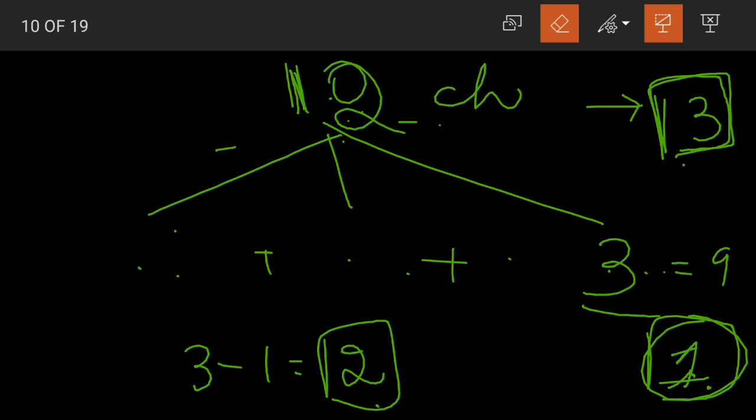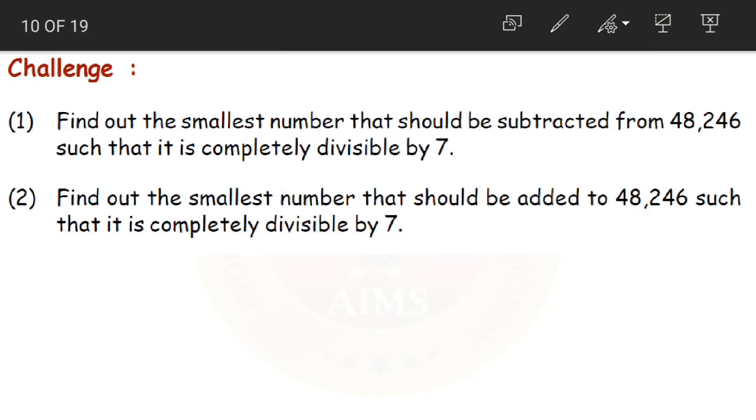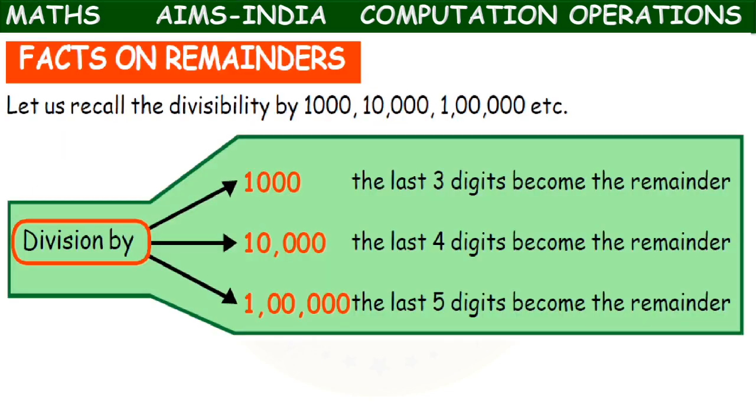What will be the answer now? We can divide these 12 chocolates as 4, 4 and 4. Each child will exactly get 4 chocolates. Understood, right? This is how the concept of adding or subtracting a given number works. Now moving on to facts on remainders.